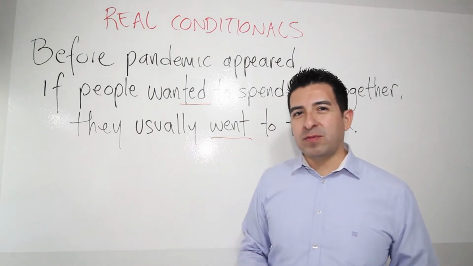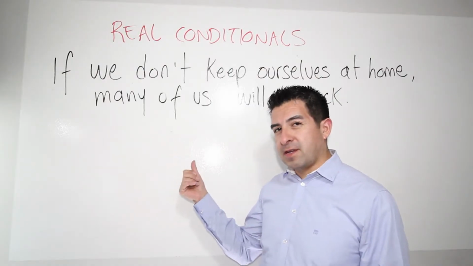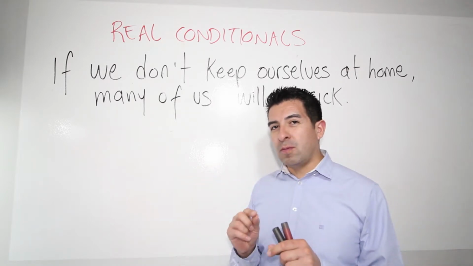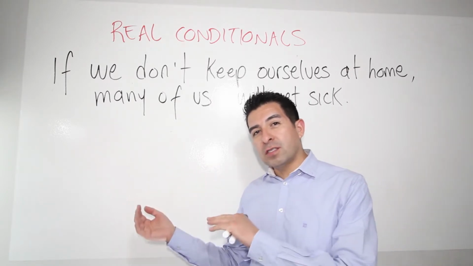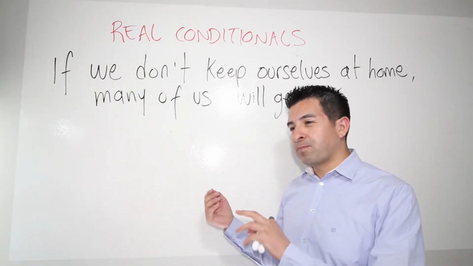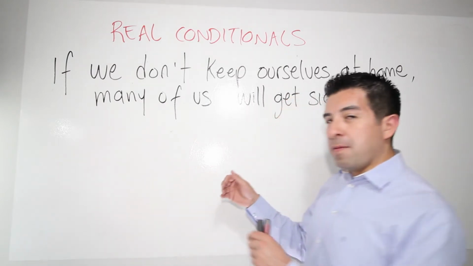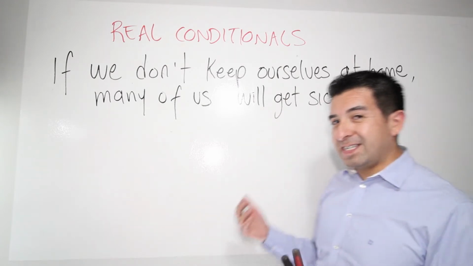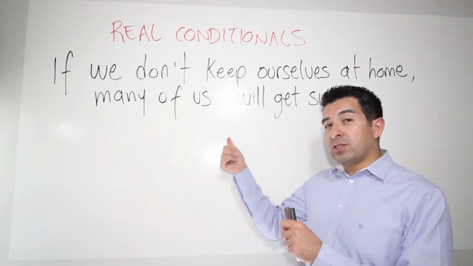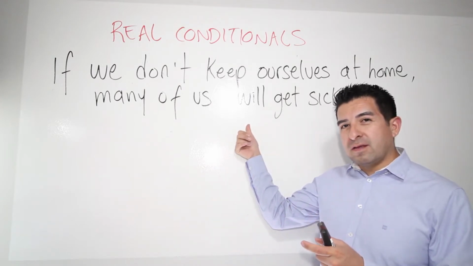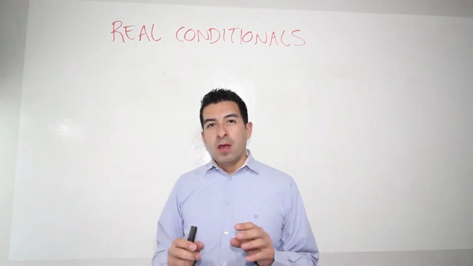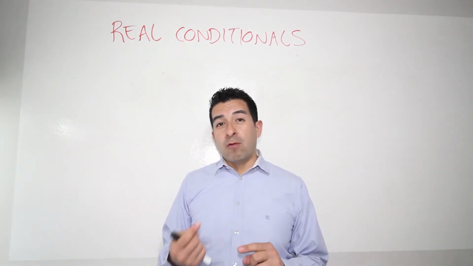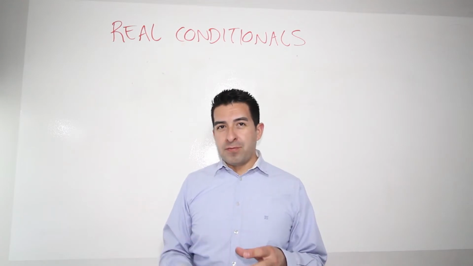Let's write another example. If we don't keep ourselves at home in these days, comma, remember the comma to separate the cause from the effect. Comma, many of us, that's the result. Many of us will get sick. In this case, we're using will for the second part of the sentence. Okay, these two are examples of real conditional. Now we're going to see examples of unreal conditional.